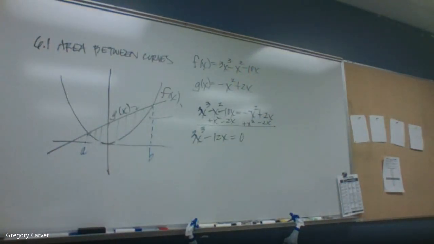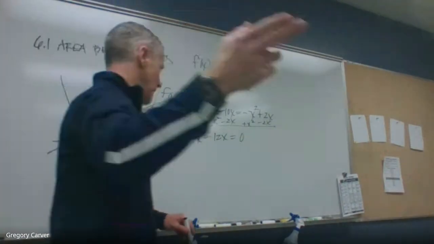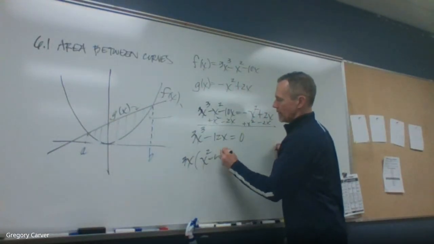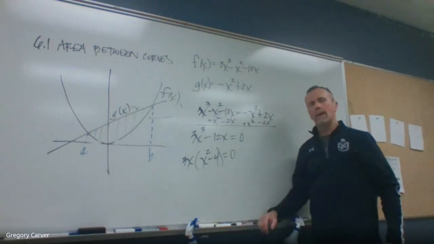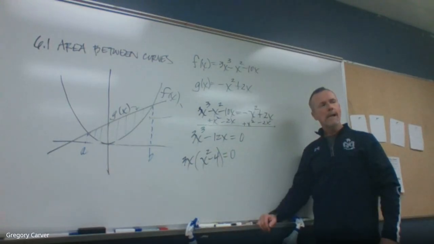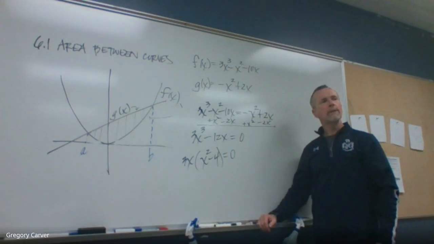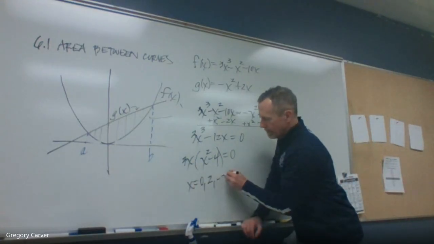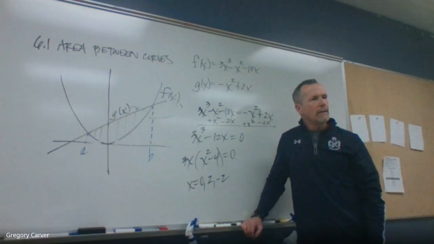Now what do we do? Take out x, and how about a 3? I like it. That gives me x squared minus 4. Then what do we do? Solve. So tell me some x values. 0, plus or minus 2. Love it.